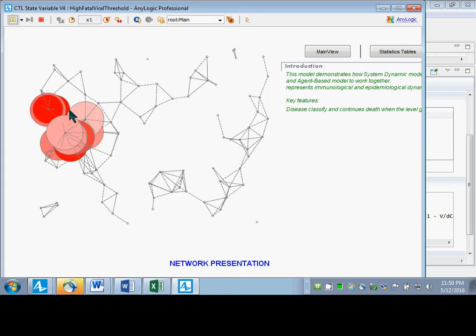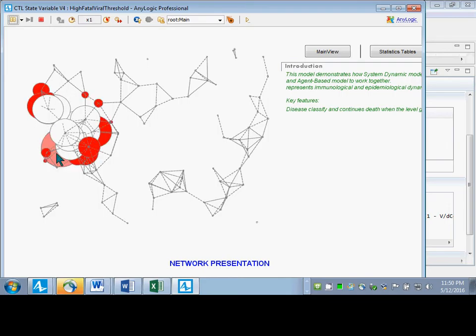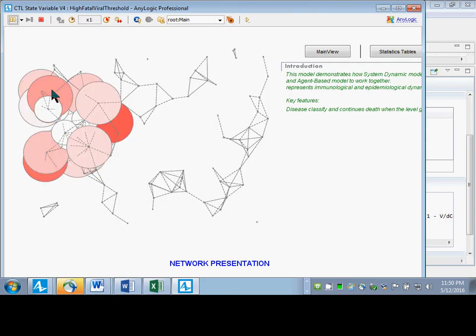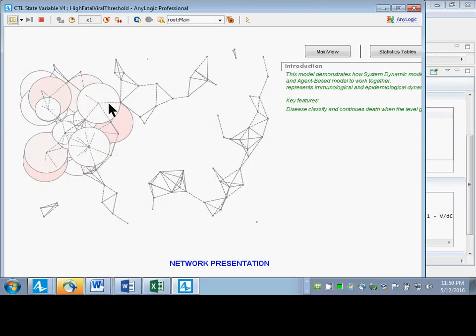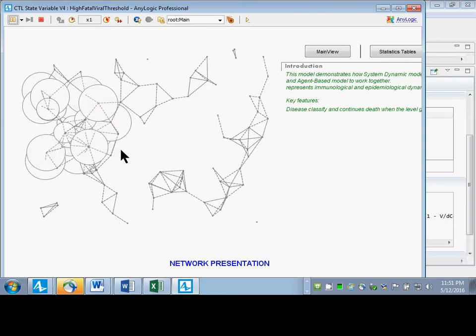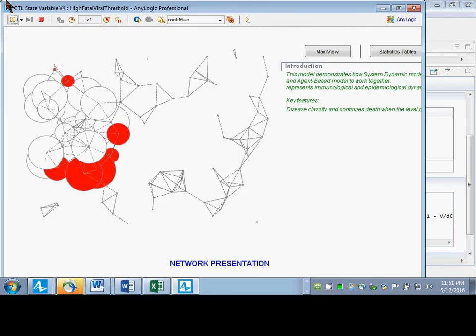So here are these neighbors of that person getting infected, but their immune system kicks in and starts to suppress the infection. You'll notice they get quite sick. Their viral level goes pretty high before their immune system kicks in, ladies and gentlemen, okay? Here we go.